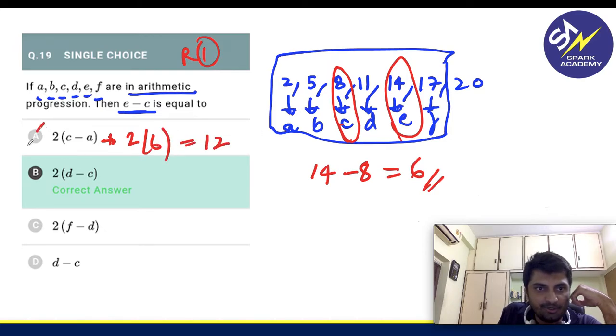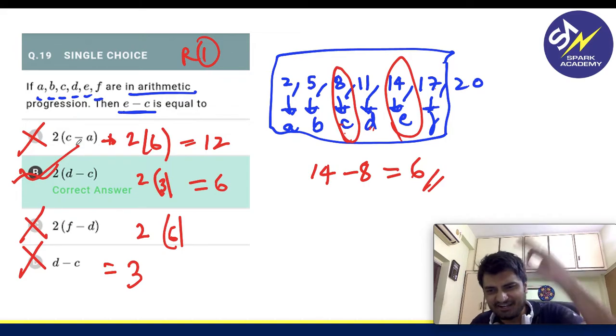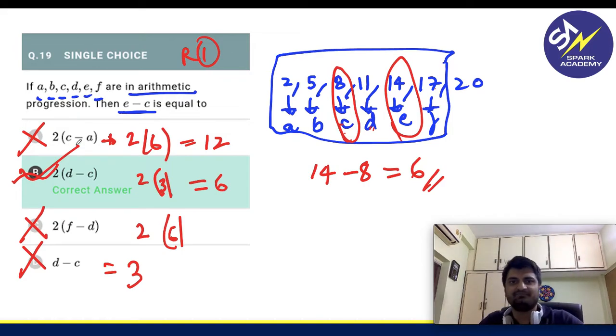Is that possible? No. Second option, 2 times D minus C. D minus C is 11 minus 8 is 3. So are we getting 6? Maybe. Third option, 2 times F minus D. So 17 minus 11, 6. Again we are getting 12. Not possible. D minus C. So 11 minus 8, that is nothing but 3. Is that correct? No. Second option, answer. Again, straight, sweet question. Easy peasy.